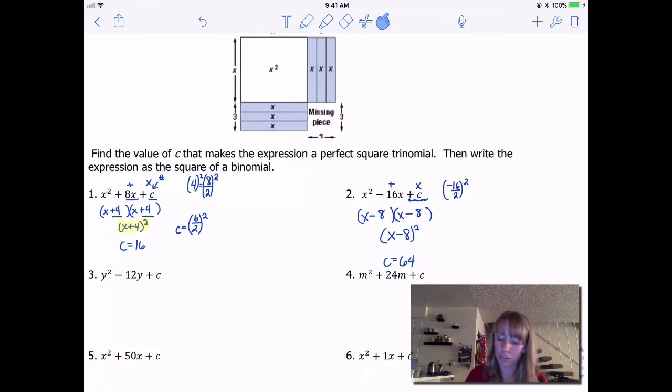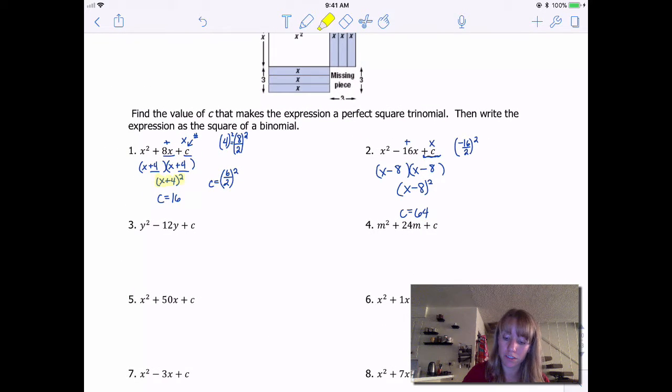They're going to ask you for two answers as your final answer. They're saying find the value of c, that's one thing. And then they also want you to write the expression as the square of the binomial. So we've done both in numbers 1 and 2.